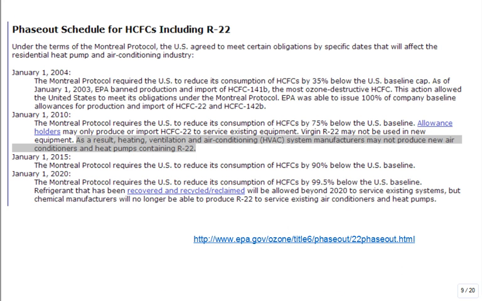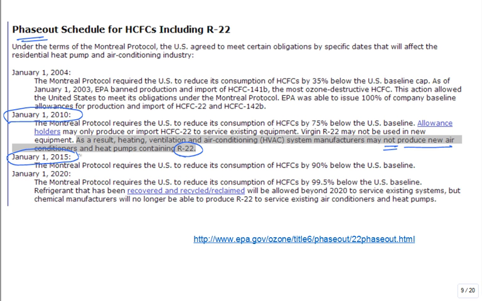So we have a phase out of these chlorine containing refrigerants, going back to that Montreal Protocol in 87. But I just throw this out: in January of 2010, they may not produce any new air conditioners and heat pumps containing R22. And so that stopped 5 years ago. And then what about this one? January of this year. Hey, that's pretty recent, isn't it?